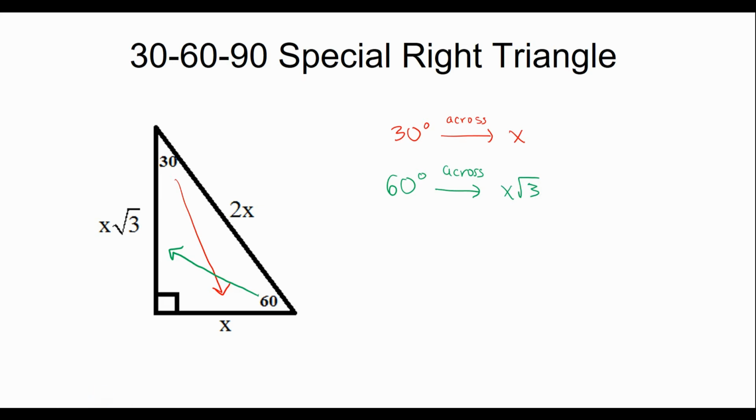And then the last one, the right angle, is across from the side 2x. And that's our hypotenuse, or our longest side. So 90 degrees is across from 2x.